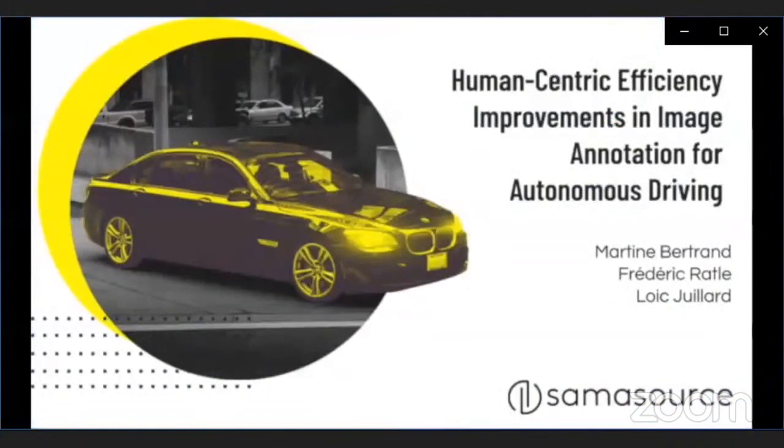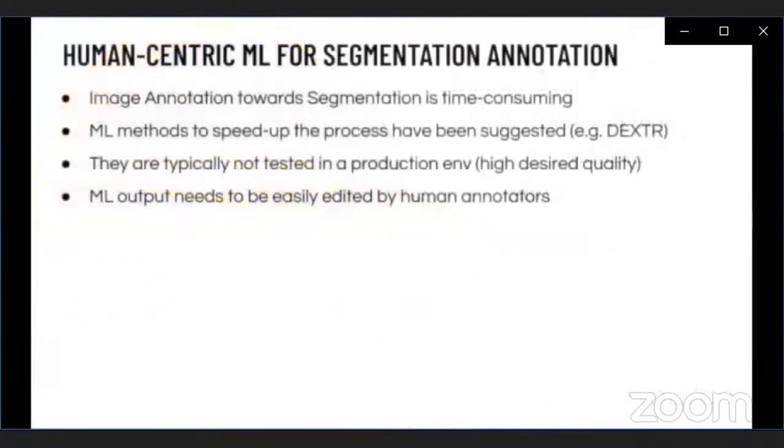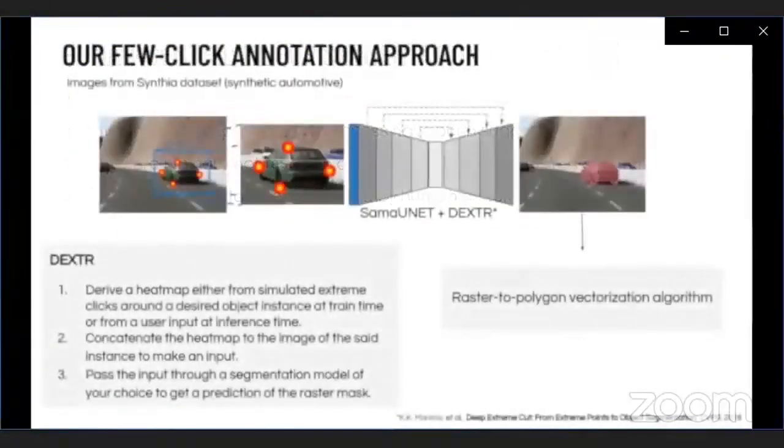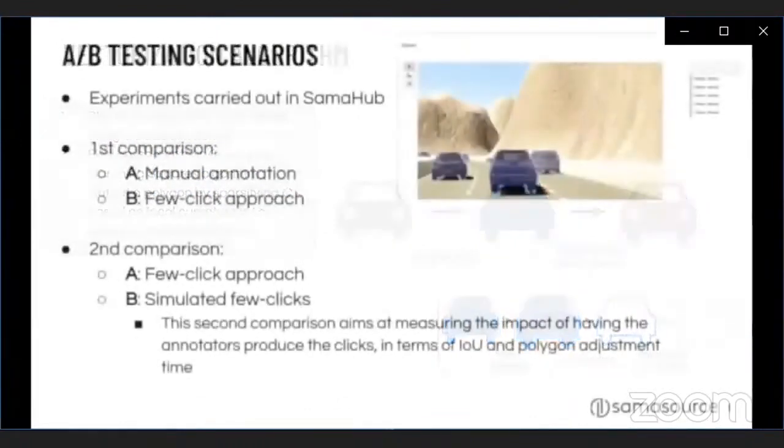Hi, we're Samasource, and we present a study where we focus on integrating a few-click segmentation system with human annotators in a production environment where high quality is expected. Our few-click annotation system combines a semantic segmentation model that integrates human annotators' inputs following the DEXTR approach, with a clever raster to polygon vectorization algorithm, thus producing annotations that can be easily edited by annotators.